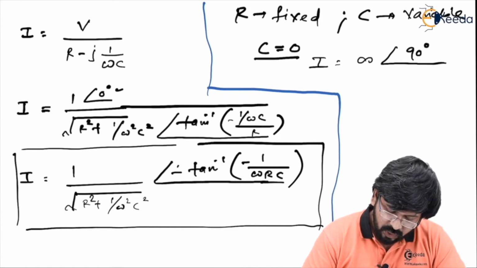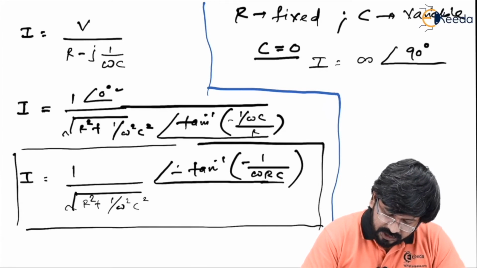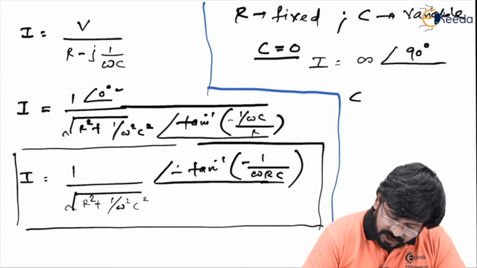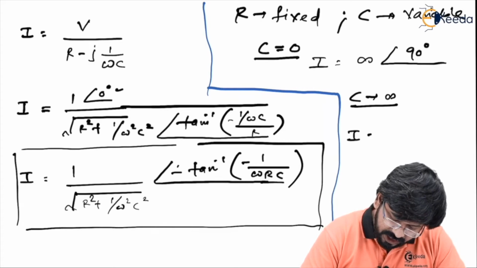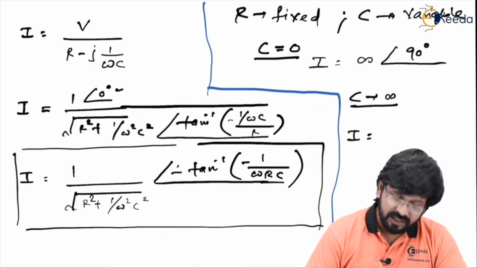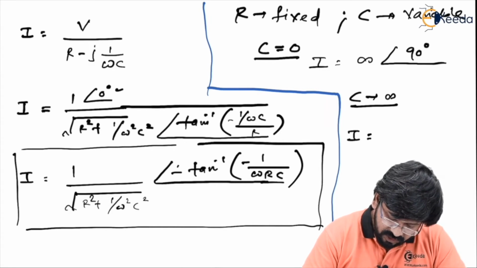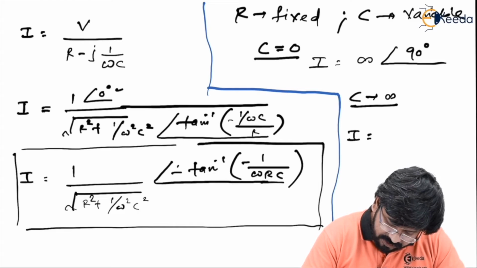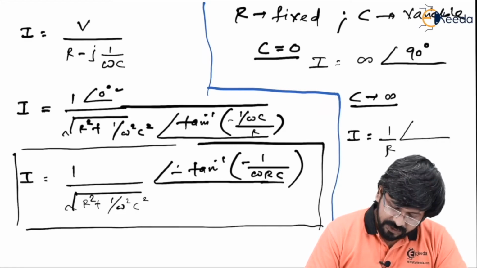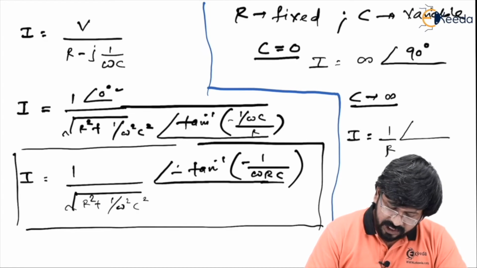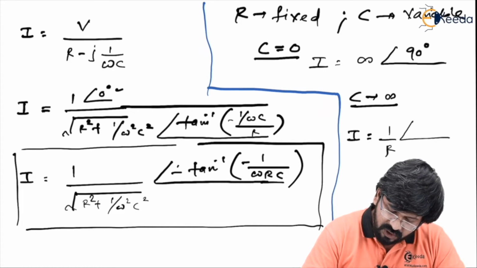I am sure you understood how I calculate the value of I as a polar value when C is known to me. Next, I'll take a final condition where C tends to infinity. When you substitute C tends to infinity, in the magnitude you can see the denominator becomes infinity, which makes it 0. So in fact, you will get some constant value. In fact, you will get 1 upon R at an angle. Now, when you substitute C tends to infinity, the denominator becomes infinity, and because of which the ratio becomes 0, and tan inverse of 0 is simply 0 degree.